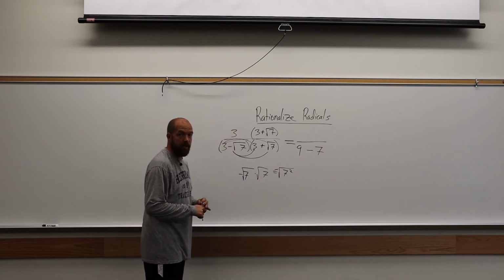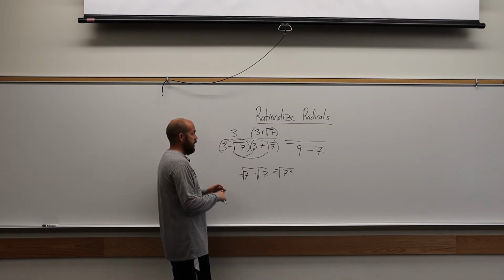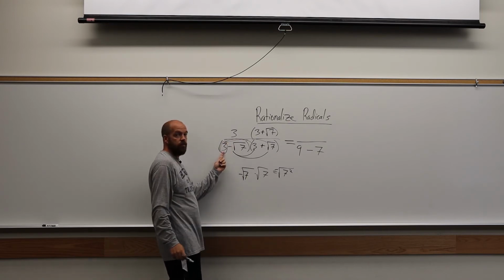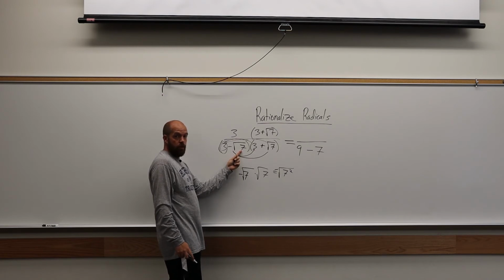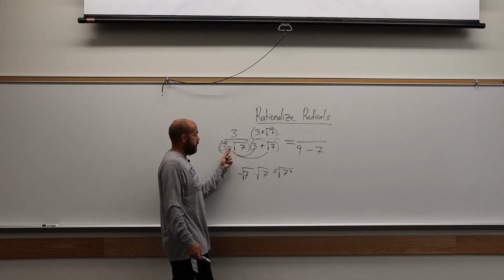And this always happens when I rationalize. All of the square roots are going to cancel. And the shortcut of this is just all you have to do is square this number and get 9. Square this number, which will cancel the radical, and then subtract. It's always going to be a subtract. So it's going to be minus that number.